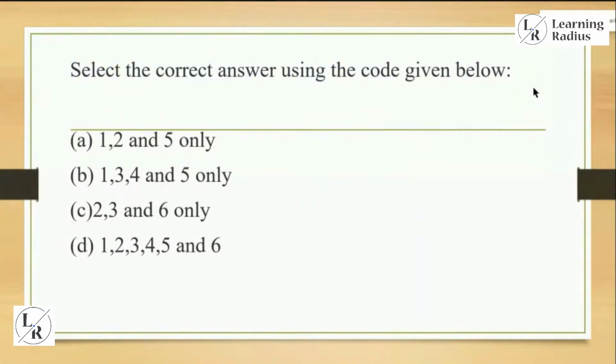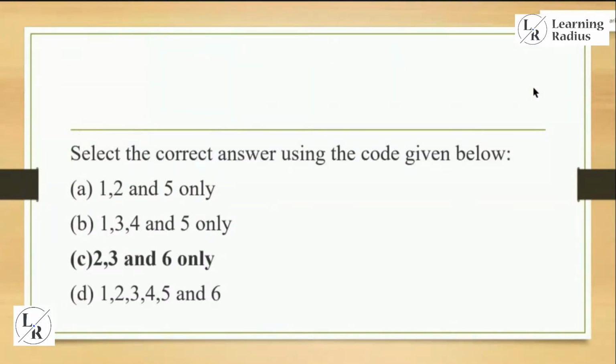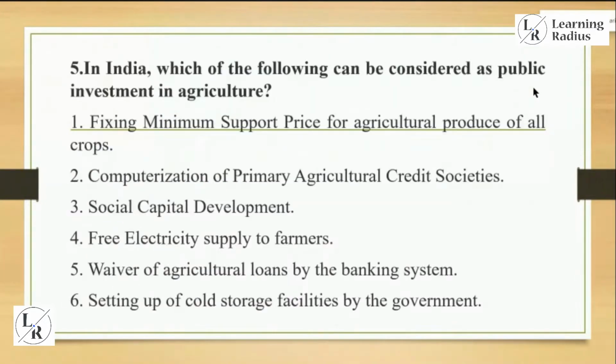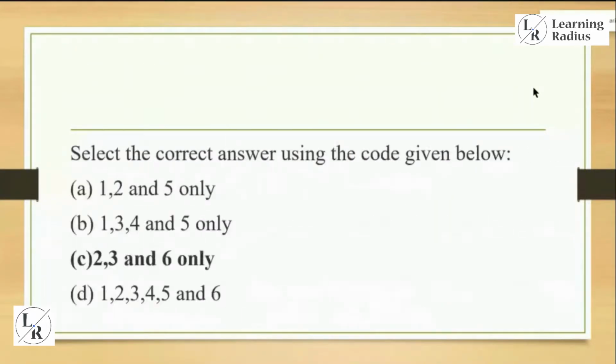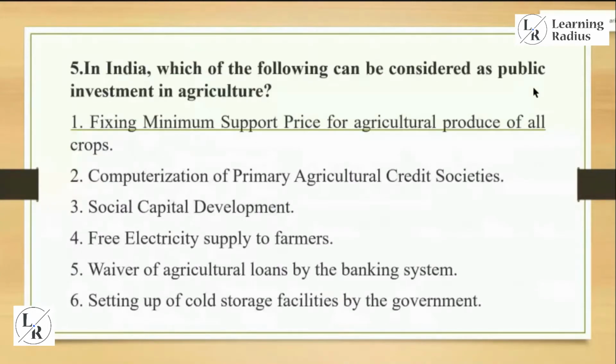In our future sessions, we'll be using the elimination technique also in this. It's easy to get to the answer: 2, 3, and 6. That is computerization of primary agriculture credit societies, social capital development, setting up of cold storage facilities by the government. So here, I don't have anything to connect with current affairs. It is, as I told, the practical application. What is public investment in agriculture and what is its application as such?